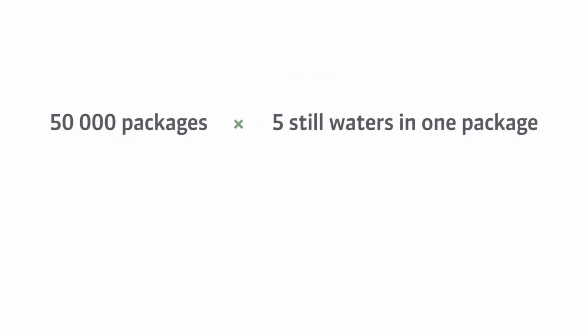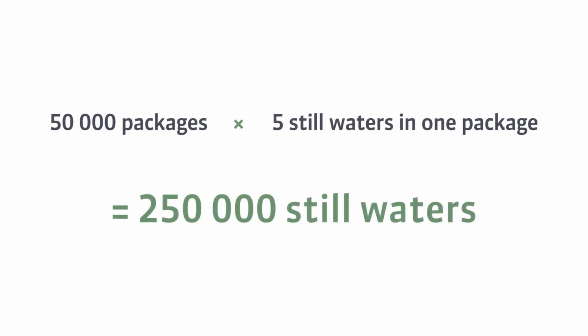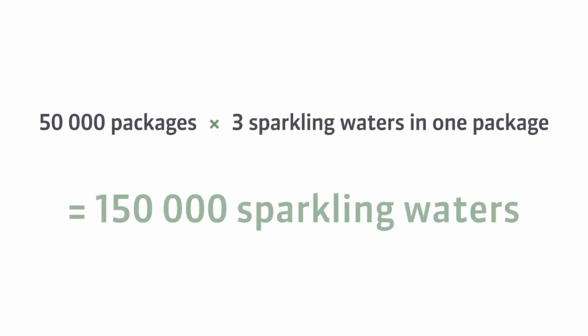Now we have to properly interpret the obtained result. To reach the break-even point, the company must sell 50,000 packages. This means selling 250,000 units of still water and 150,000 units of sparkling water.